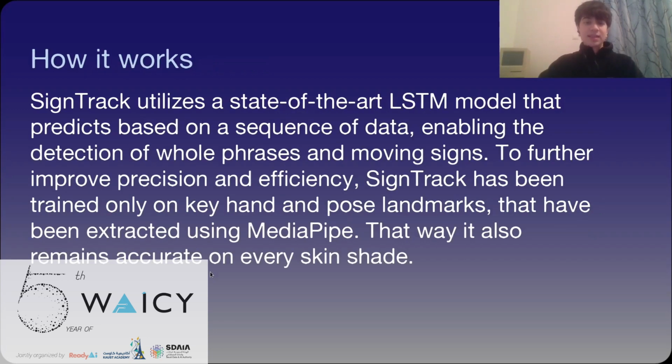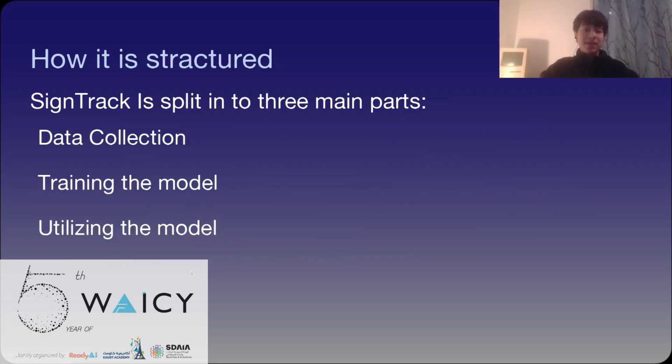SignTrack utilizes a state-of-the-art LSTM model that predicts based on a sequence of data, enabling the prediction of whole phrases and moving signs. To further improve precision and efficiency, SignTrack has been trained only on key pose and landmarks that have been extracted using MediaPipe. That way, it also remains accurate on every skin shade. The project is split into three main parts: data collection, model training, and model utilization.